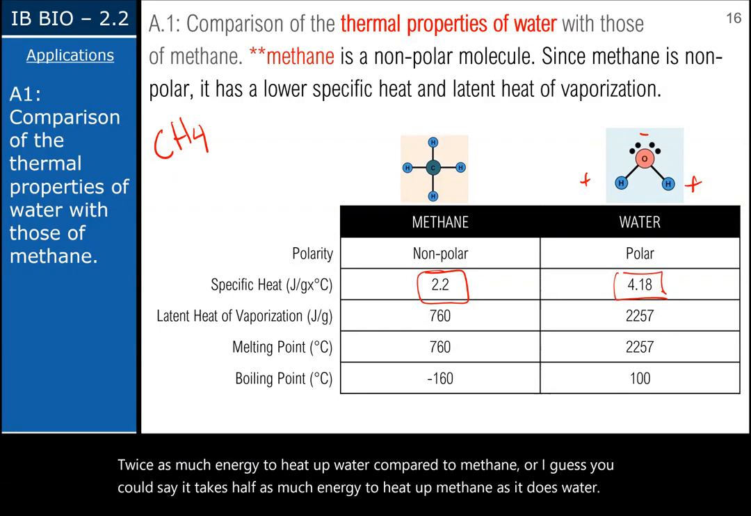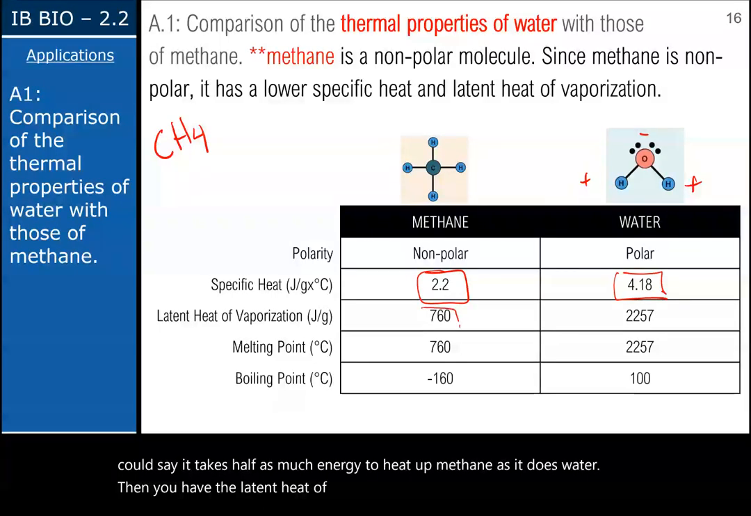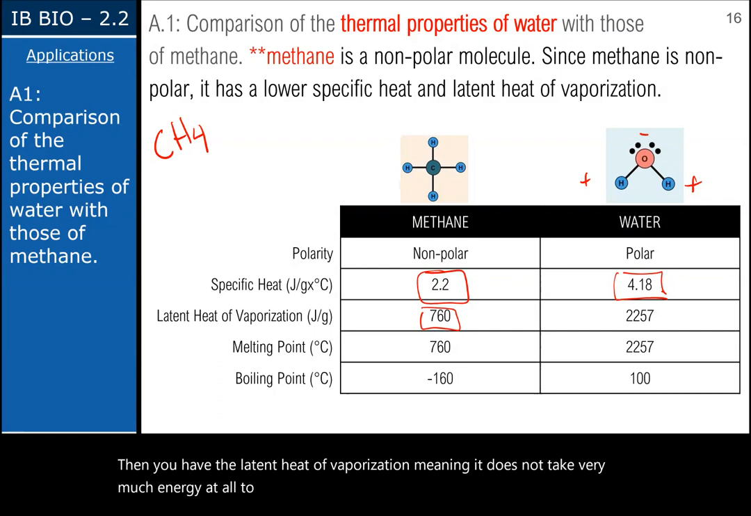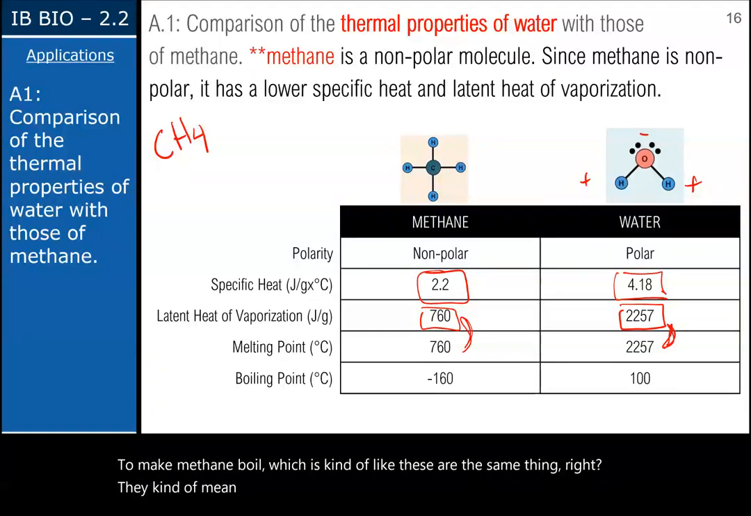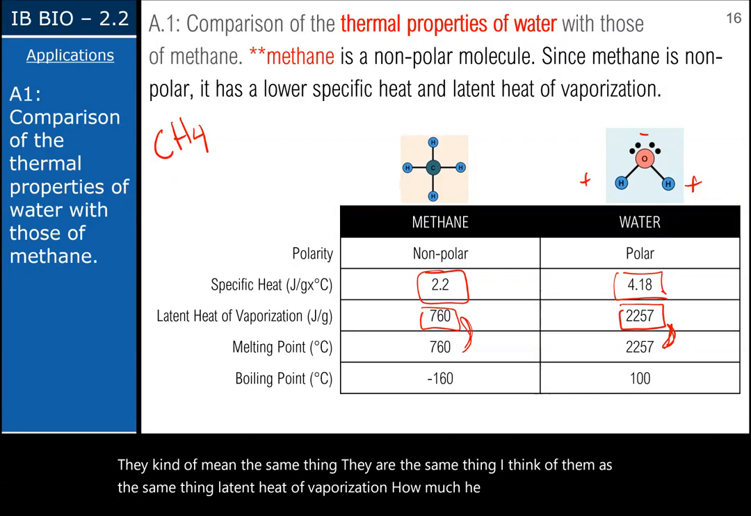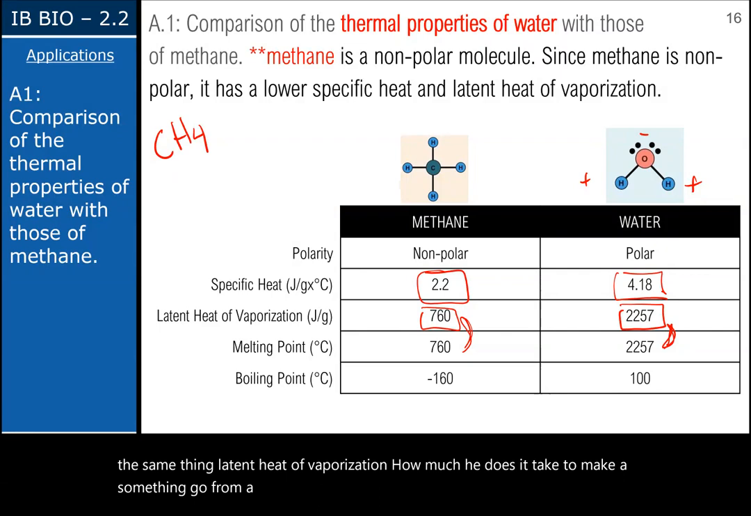Then you have the latent heat of vaporization, meaning it does not take very much energy at all to cause methane to evaporate, whereas it takes quite a bit of energy to make water evaporate. Likewise, it doesn't take much energy to make methane boil, which is kind of like these are the same thing, right? I think of them as the same thing. Latent heat of vaporization. How much heat does it take to make something go from a liquid to a gas? That's latent heat of vaporization.